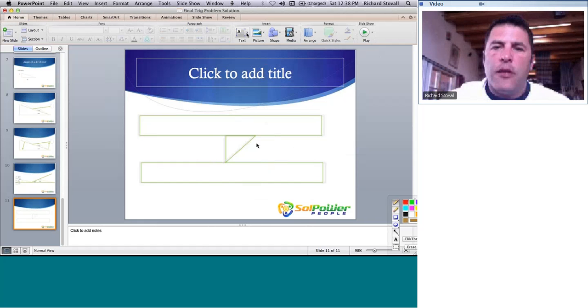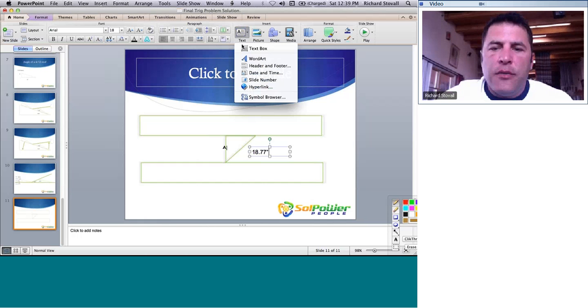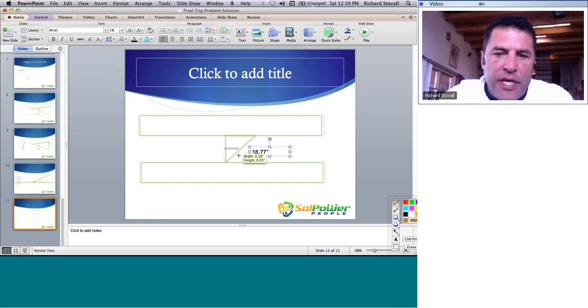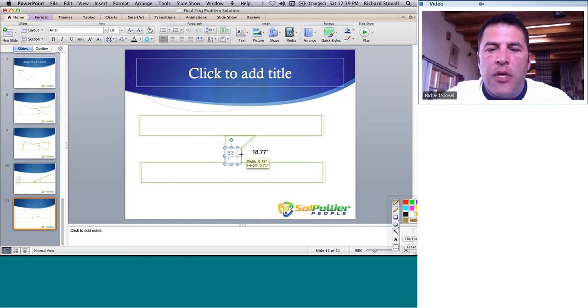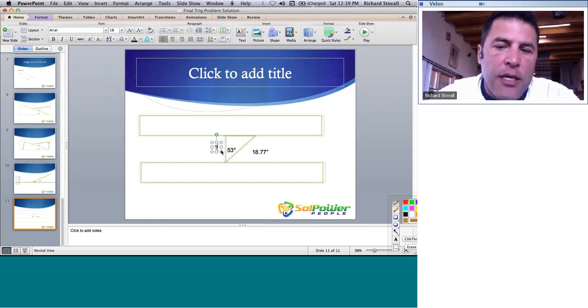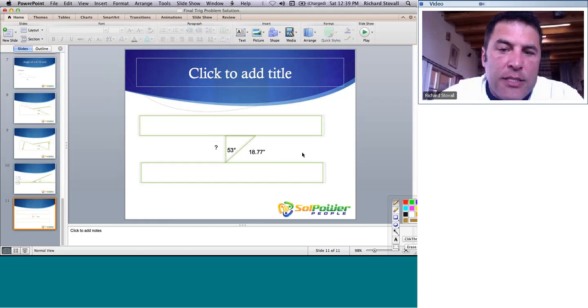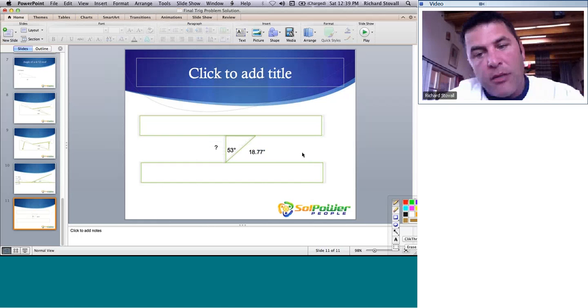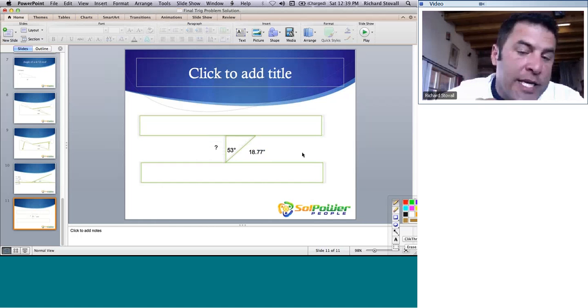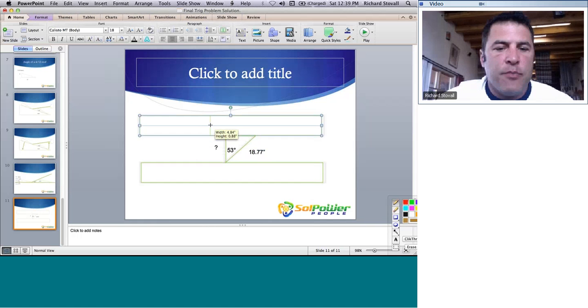Okay. So we know that this length here is 18.77 inches. We also know that this angle, the azimuth angle of the sun at this time of day, is 53 degrees. What we don't know is the length of this adjacent side. So to determine it, we'll use the cosine function. The cosine of the angle theta is equal to the adjacent over the hypotenuse. You have the hypotenuse, you have the angle theta, but we need to know what the adjacent is. So I'm going to shorten this here, give myself some space.